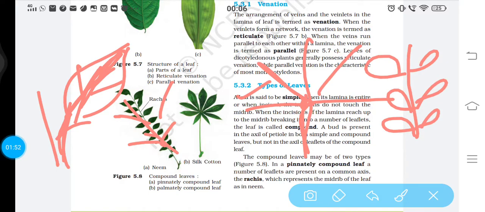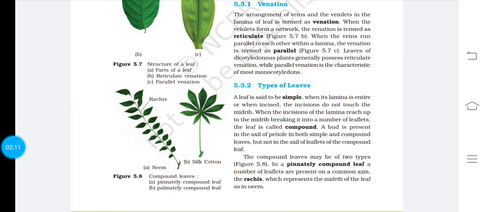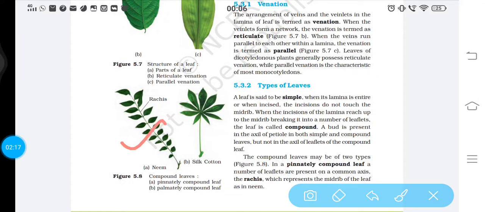Here one more term is written, that is incised leaf. Suppose this whole midrib is there, and over it the leaf has blades, this blade could be incised. Incised means it is having cuts towards the midrib, though it is not touching the midrib, but it is having cuts towards the midrib. That is the incised leaf. These are basically the two kinds of compound leaf.